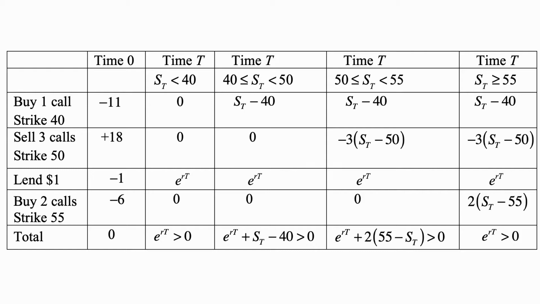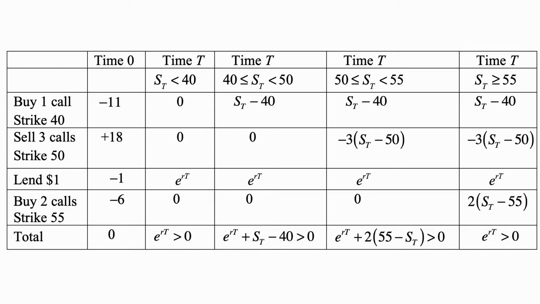Then, at time t, at expiration, if the price of a stock is less than 40, the payoff of the first two positions is 0, then the accumulated value of $1 is e to the RT, and 2 calls for strike price of 55, 0 payoff, and the outcome is that the position is worth e to the RT, which is positive.